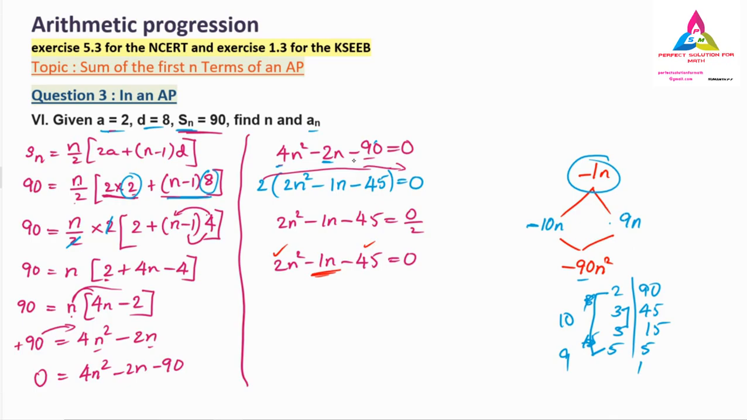So we have split this minus 1 in such a way that the first term, 2n square, we write as it is, but the second term, instead of 1n, I have to write minus 10n, and next we have to write plus 9n. Here this is 2n square minus 10n plus 9n minus 45 is equals to 0.